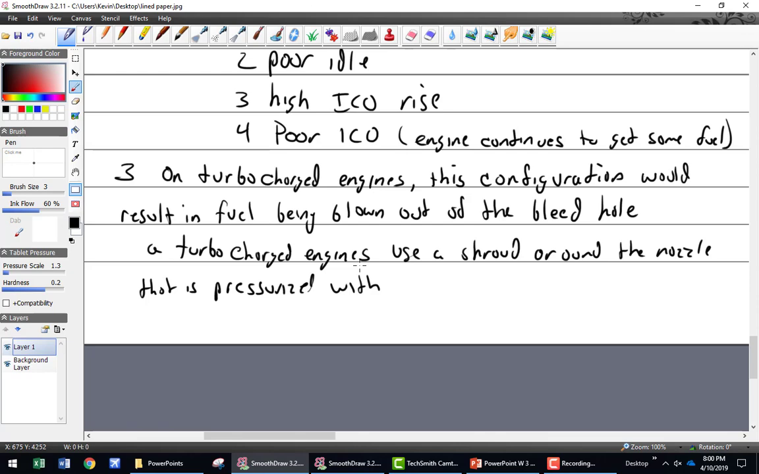You need a pen? I have my tablet. Okay. Use a shroud around the nozzle that is pressurized with upper deck, which is turbo output.